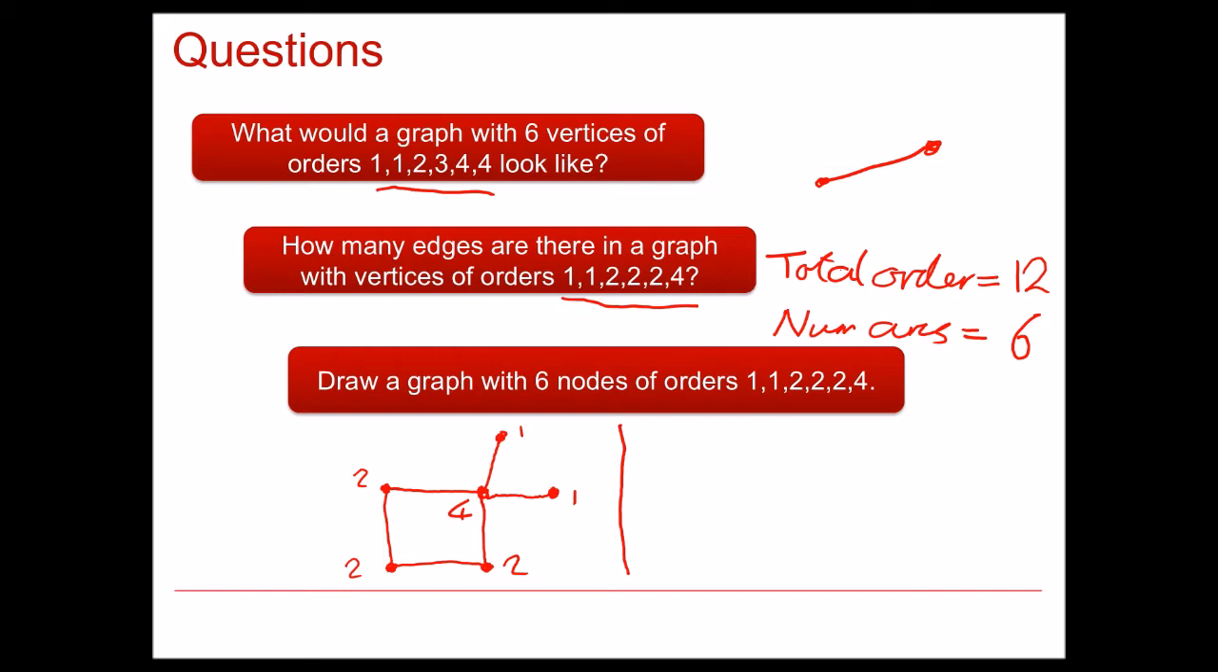And then an example of a graph with those orders that's not connected. There it is. And what you'll notice there is that we've had to use this thing here, which is called a loop. We're going to talk a bit more about those later. Sometimes they're allowed, sometimes they're not, so we've got to assume here that it is allowed.